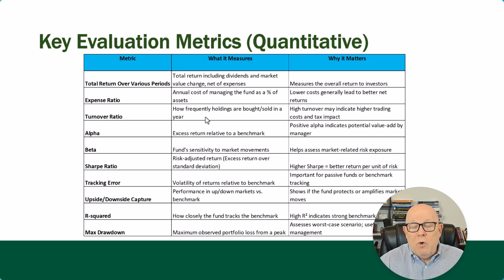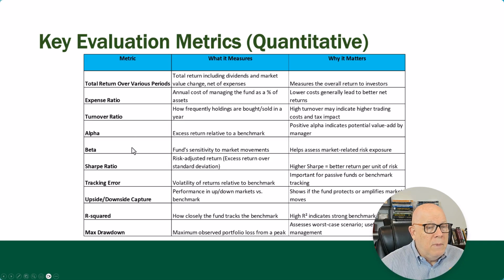So depending on where you're holding this, if you're holding it in an IRA, you're not really concerned about turnover. But if you're holding it in a taxable account, a higher turnover fund is going to mean probably higher taxes, higher distributions. So you may want to avoid those funds, or maybe not. If they're doing a really good job of trading securities, maybe you can tolerate that turnover.